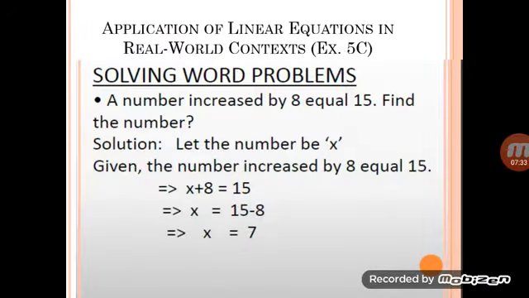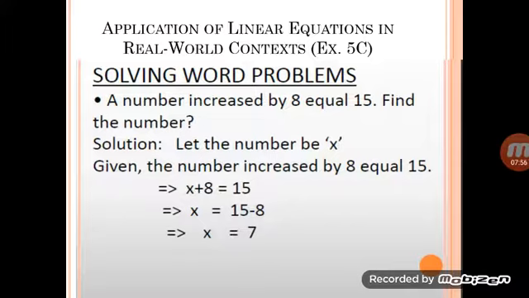Application of linear equation in real world context, that is related to exercise 5c. We have some word problems involving x. A number increased by 8 equal 15. Find the number. Now the number is missing. The unknown all the time we suppose as x. So we write in the answer, let the number be x.